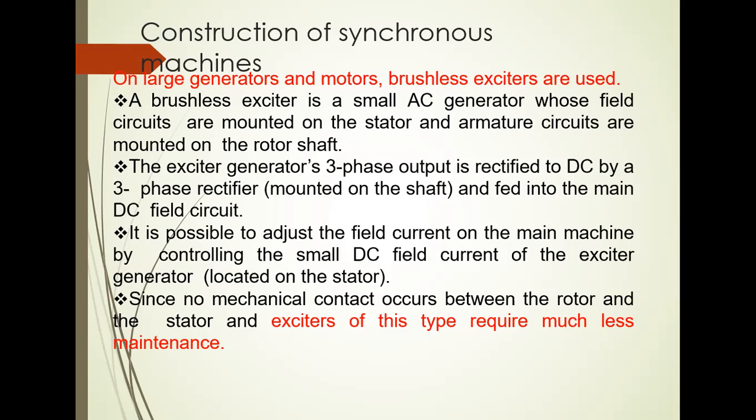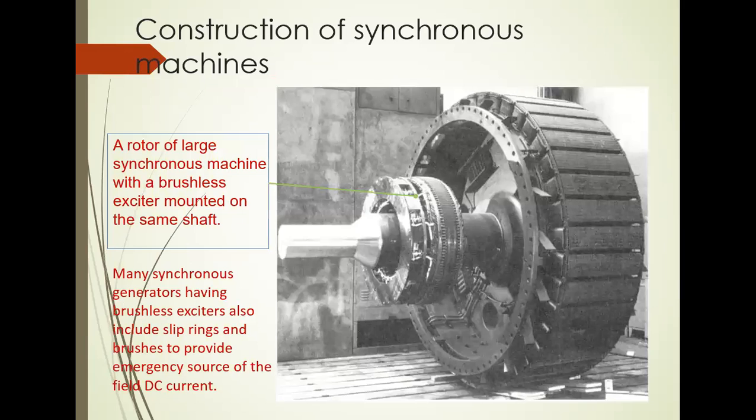It is possible to adjust the field current on the main machine by controlling the small DC field current of the exciter generator that is located on the stator. So here no mechanical contact occurs between the rotor and the stator, and exciters of this type require much less maintenance. So for large generator and motor, brushless exciters are used.